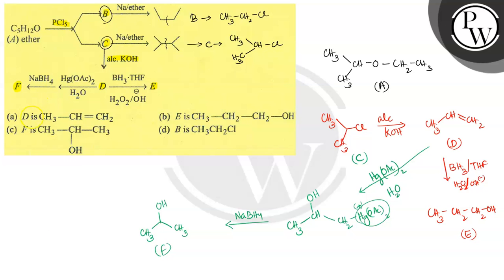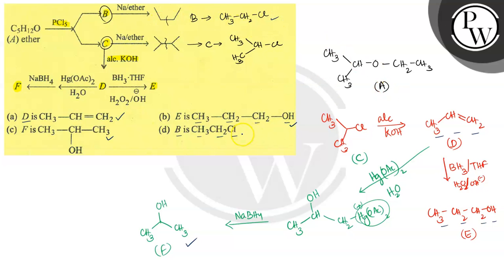The first option is D is CH3 CH double bond CH2. This is correct, because we know the structure of D is CH3 CH double bond CH2. Now E is CH3 CH2 CH2 OH. E is also correct. Now F is CH3 CHOH CH3. This is also correct. B is CH3 CH2 Cl. This is also correct.